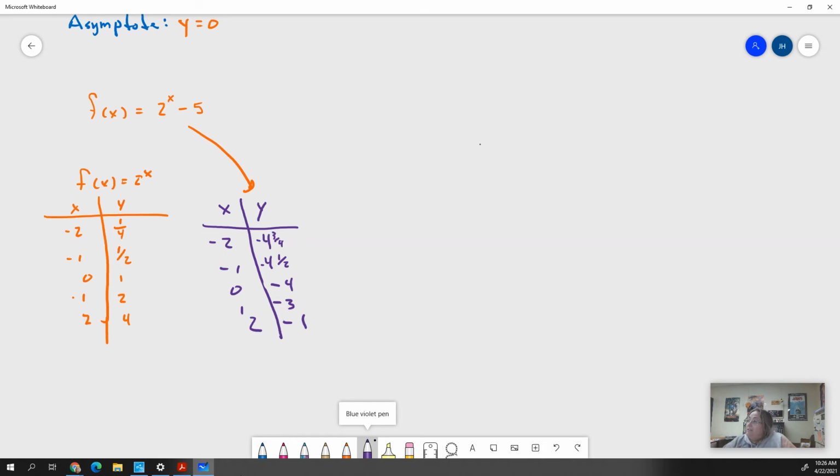And you guys have already seen the graph, right? We already showed it to you on Desmos, right? It just dropped everything 5 places, right? So now I had my point down here. Here at minus 5, we have our new asymptote, right? How do I know it's at minus 5?